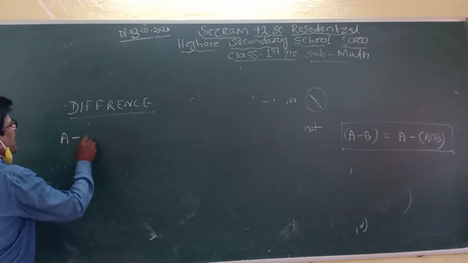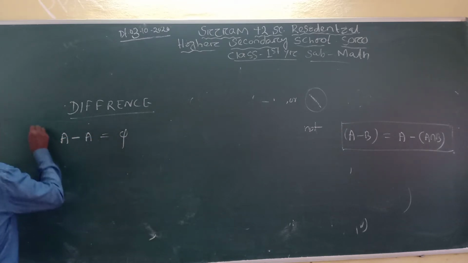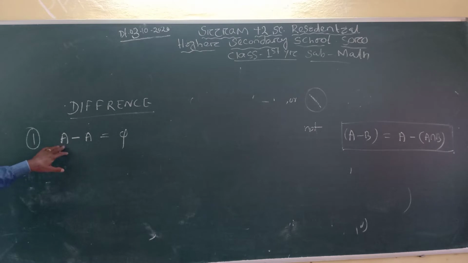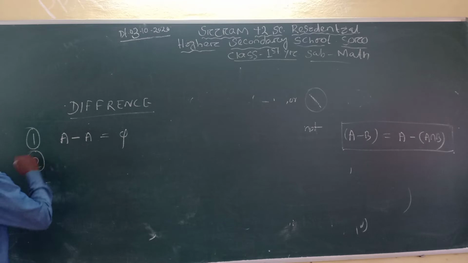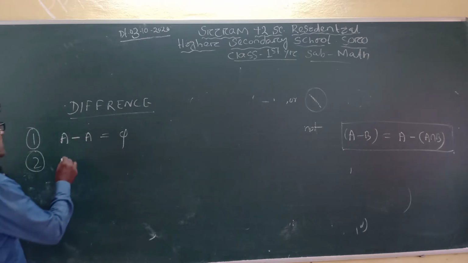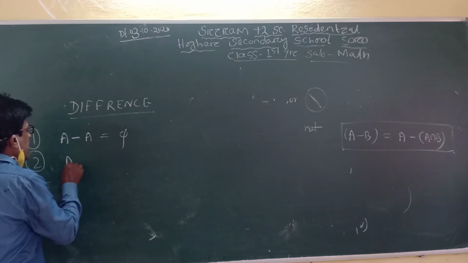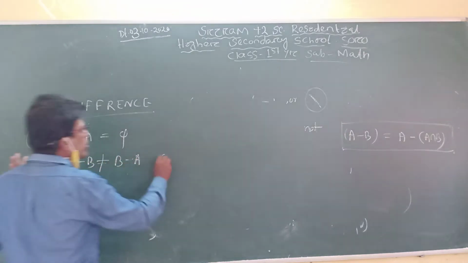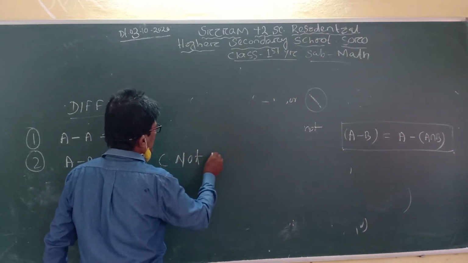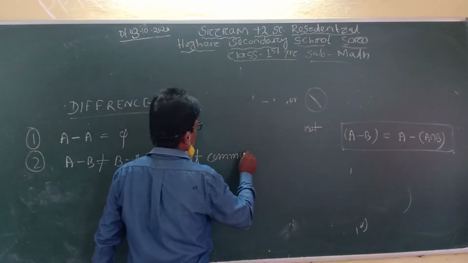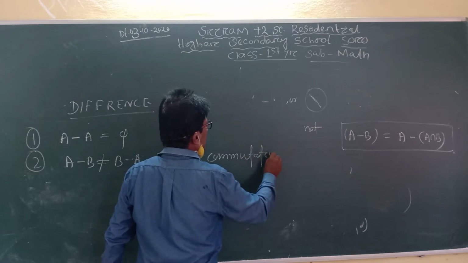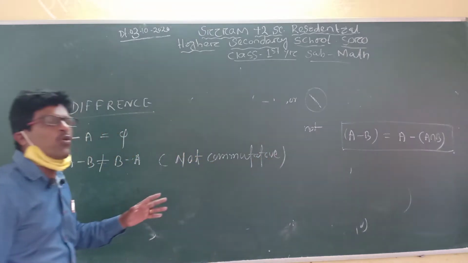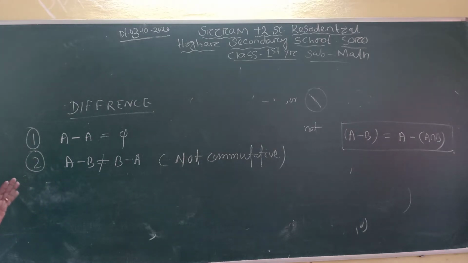First, A difference A is equal to phi. From A, all the elements of A are removed, so it becomes phi. Second, A difference B is not equal to B difference A; it is not commutative. Union and intersection are both commutative, but difference is not commutative. A difference B is not equal to B difference A.